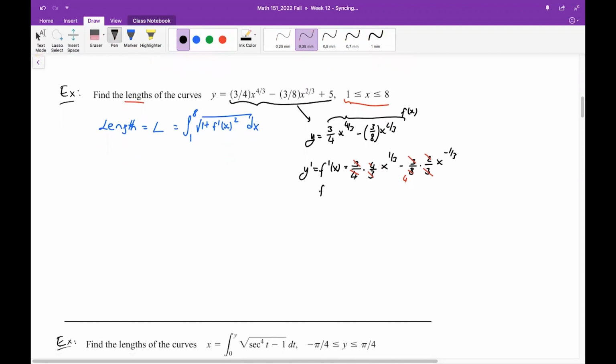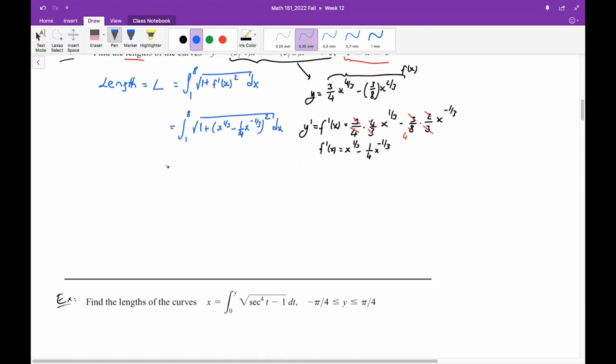So the first derivative function is what? It is x to the power 1/3 minus 1/4 x to the power minus 1/3. Okay, let's insert this first derivative function into our length formula. It is from 1 to 8. Let me choose blue color again. It is from 1 to 8, square root of 1 plus the square of this expression, right? x^(1/3) minus 1/4 x to the power minus 1/3, squared, and I close the square root, dx.